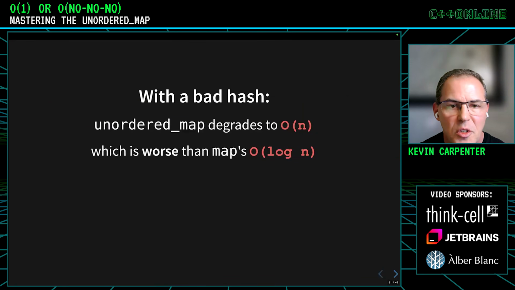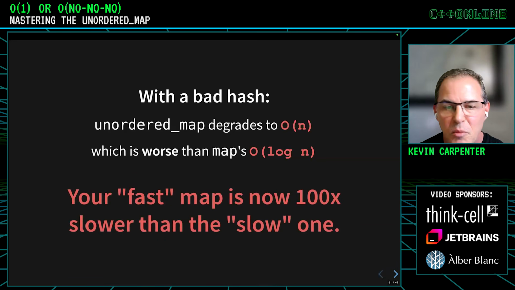So with a bad hash, unordered map degrades to O(N), which is worse than our regular map's O(log N). And your fast map is now 100 times slower than your slow map, right? And so make a good hash.